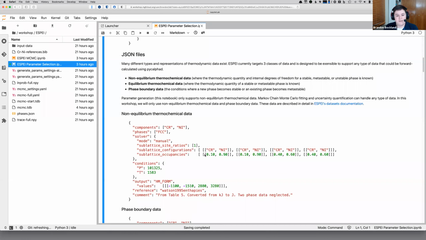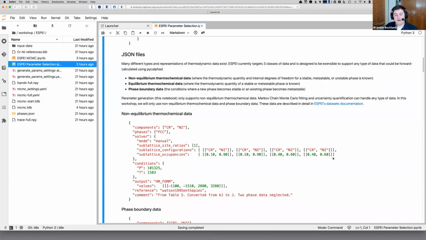So we have the species chrome and nickel, and then those are going to correspond to the sublattice occupancies, which are the internal degrees of freedom. So in this first case here, we have a composition or a site fraction of 0.1 of chrome and 0.9 of nickel. And then for the second one here, we again have 0.1 of chrome and 0.9 of nickel. And so you'll see that they're repeated. And so all that's saying is that we have 2 different sources or 2 different measurements, for example, of this particular composition. And so on, you can see how that repeats.